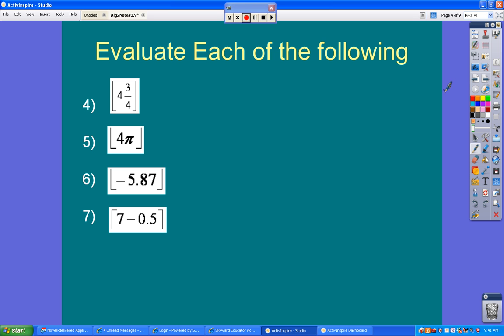Okay, so we're going to evaluate these. Basically, when you see these, all you have to do is round appropriately. So this is a floor, so it's telling you to round down to the floor. So how do I round 4 3/4 down? It rounds down to 4. Okay? 4 pi. Well, 4 pi is the same thing as 12 and some change. 12 point something. It doesn't matter what the point something is, because when I round it down, it's just going to round straight to 12. Negative 5.87. Be careful when I round negative 5.87 down. Think of a number line. Negative 4, negative 5, negative 6. When I round it down, I'm going to go to negative 6.